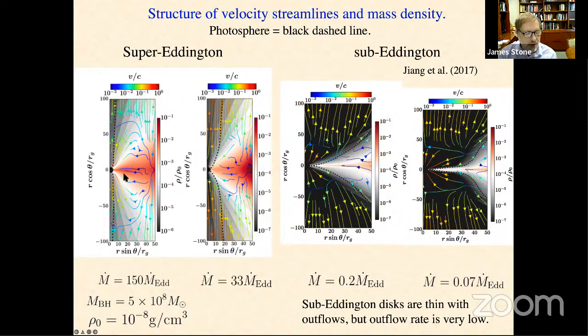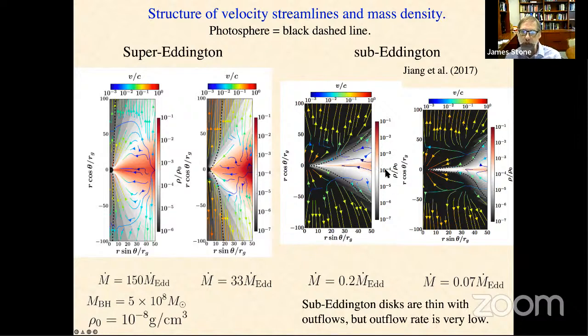So you can see as the Eddington ratio gets smaller, the disk gets thinner and thinner. It cools down and gets thinner. The colors are the density. The streamlines here are the velocity streamlines, with the color measured in fraction of the speed of light. You can see that the sub-Eddington models produce very, very thin disks. The black dotted line is the photosphere, the optical depth 1 surface, and the photosphere gets very, very close to the disk surface. You also see a strong outflow generated in these sub-Eddington disks.